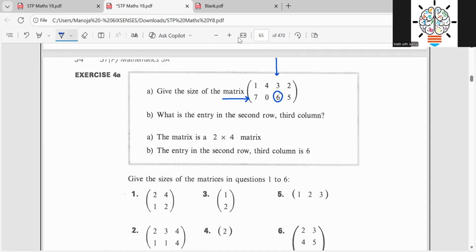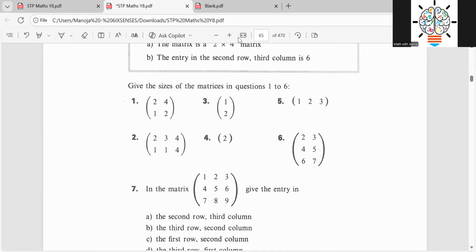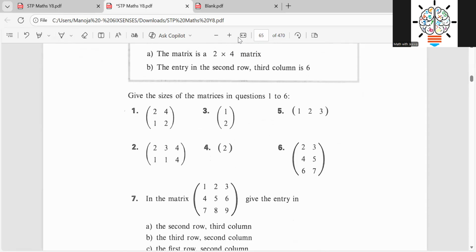The matrix is a 2 into 4 matrix. And then how are you going to write the entry value? The entry in the second row, comma, third column is 6, right? Okay, here in the exercise, they ask you to write the size of the matrix in questions 1 to 6. How are you going to write that?